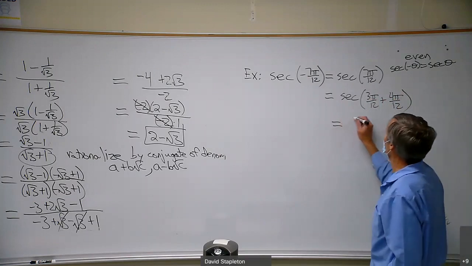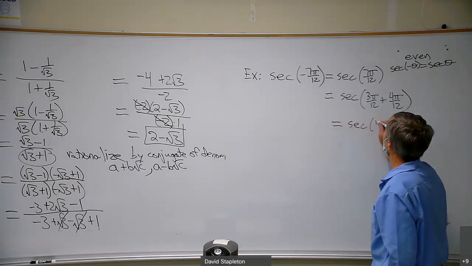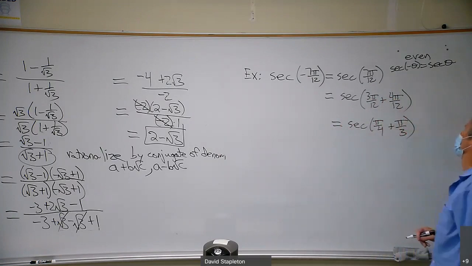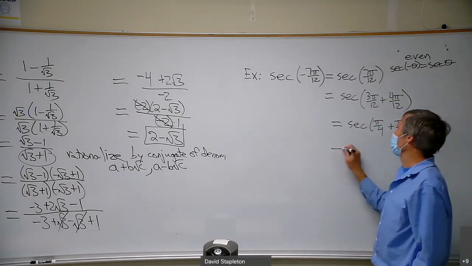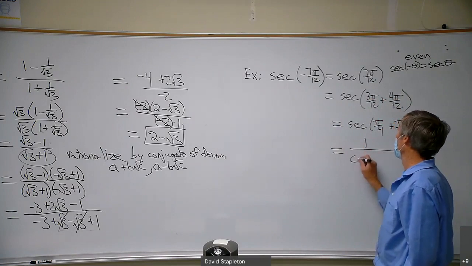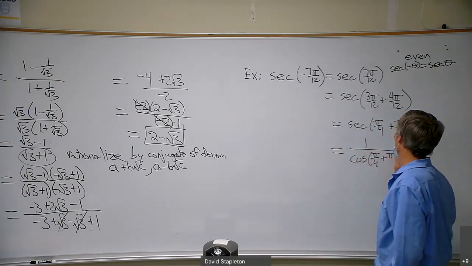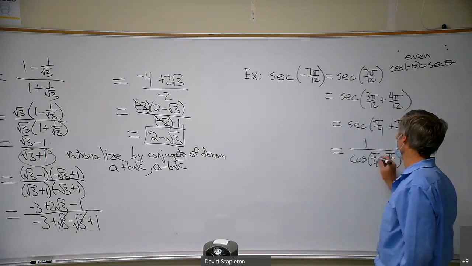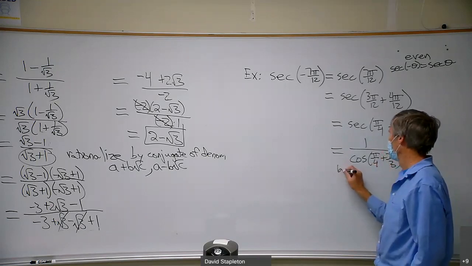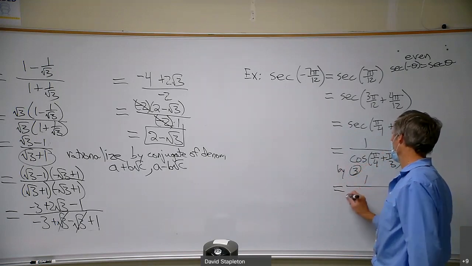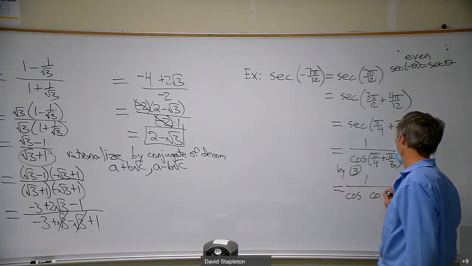And observe the 3 pi over 12 is pi over 4, a special angle. 4 pi over 12 is pi over 3, a special angle. Now to evaluate secant, I write it as 1 over cosine, and apply the cosine identity. Cosine alpha plus beta, my equation 3, is cosine cosine minus sine sine.